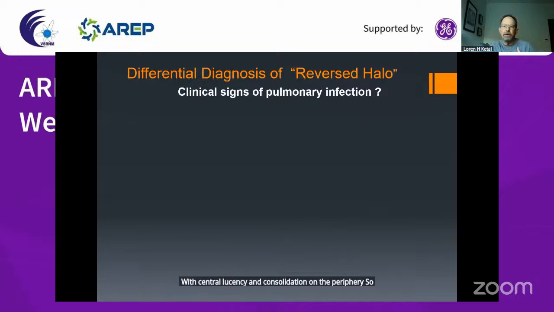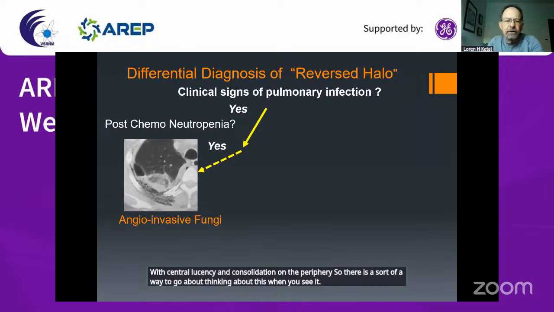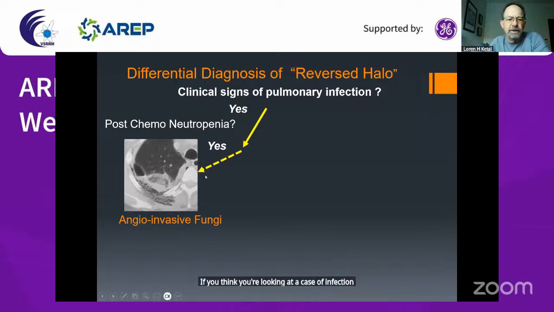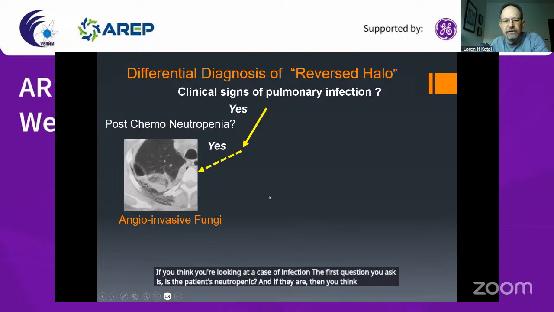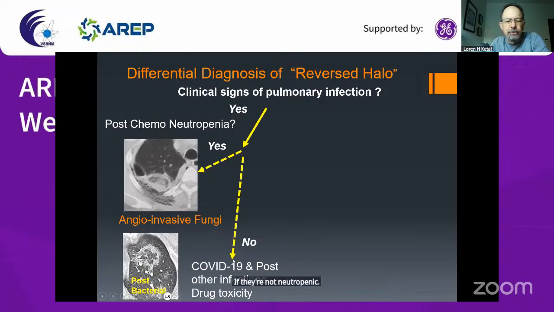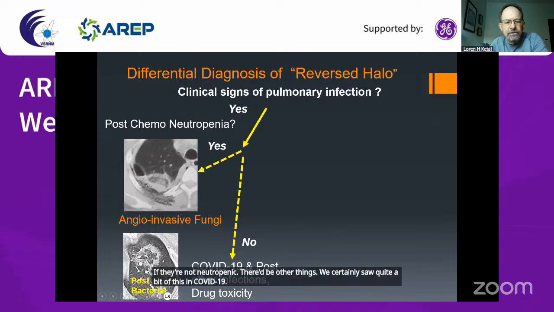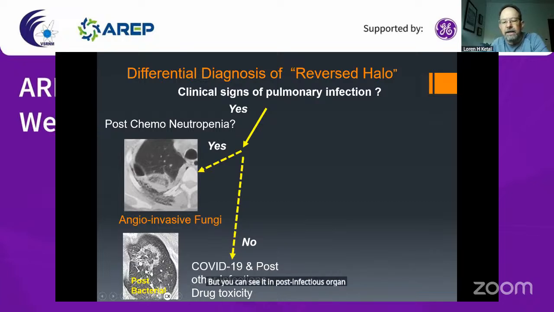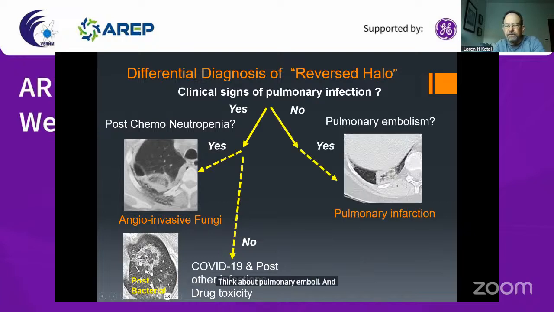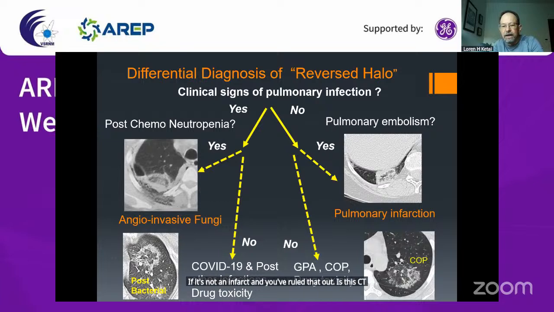So there is a way to go about thinking about this when you see it. If you think you're looking at a case of infection, the first question you ask is, is the patient neutropenic? And if they are, then you think of angioinvasive fungus. If they're not neutropenic, could be other things. We certainly saw quite a bit of this in COVID-19, but you can see it in post-infectious organizing pneumonia as well as in this case. If you're thinking it's not infection clinically, think about pulmonary emboli. And so that's very important as in this case with an infarct. If it's not an infarct, and you've ruled that out with a CT angiogram, other possible causes include cryptogenic organizing pneumonia and granulomatosis with polyangiitis, and occasionally drug toxicity.